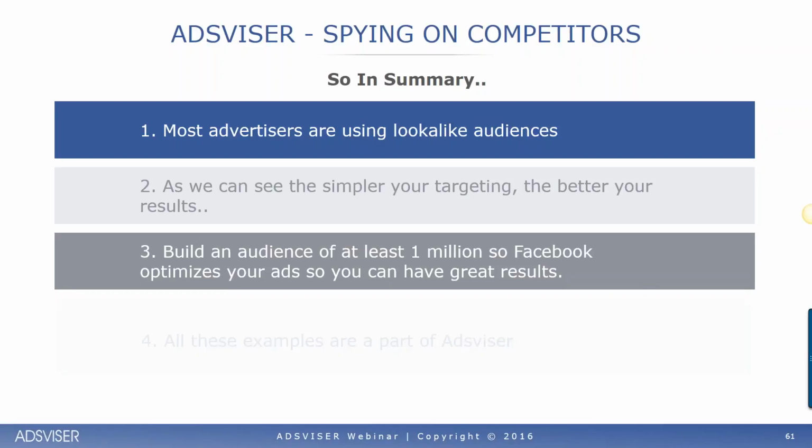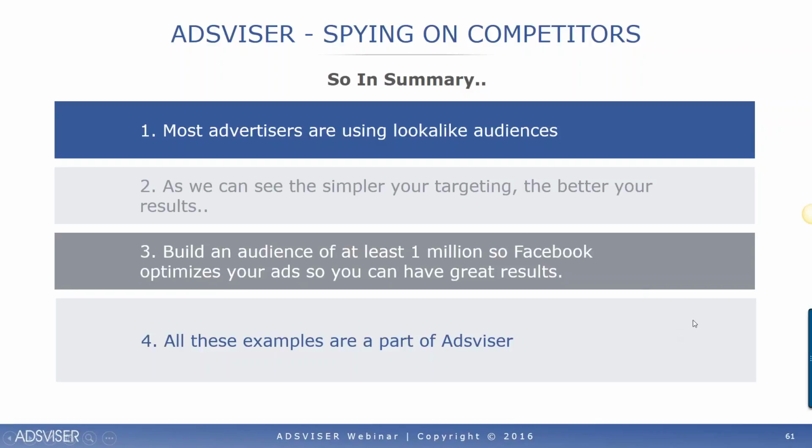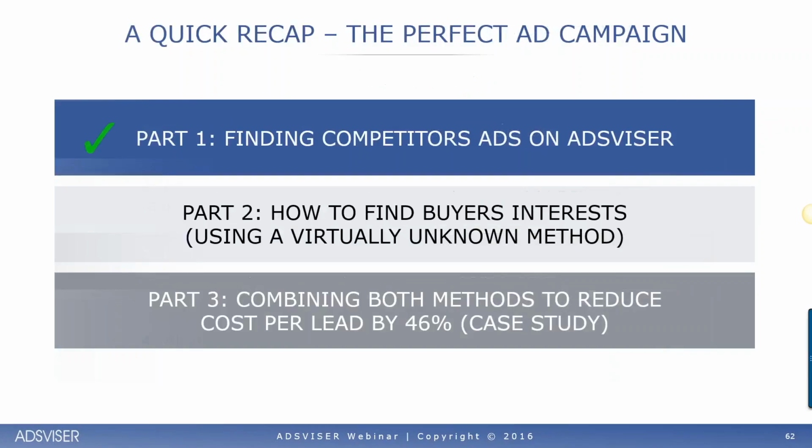Okay. So all these examples are basically a part of Adsviser, okay? So, and we'll be going in just a second. So quick recap is we've found competitors on Adsviser. And basically what we're going to do now is find the buyer's interests. We keep talking about buyer's interests, but I actually haven't shown you.